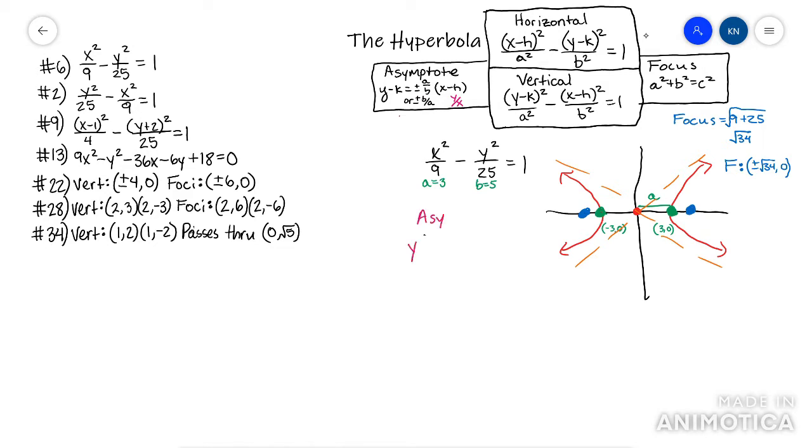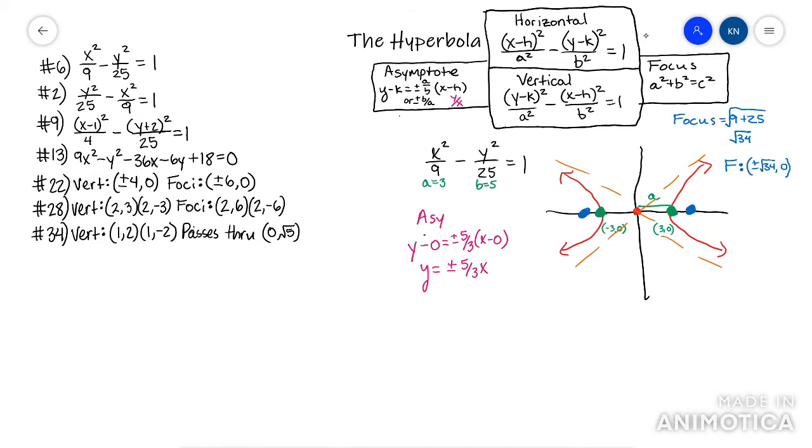it would be y minus k. Well, I'm at the origin anyways, so my h, k is 0, 0. So it's going to be y minus 0 equals. Okay, I need b over a because I need y over x. So it'd be plus or minus 5 over 3, and then x minus 0. So it'd be y equals plus or minus 5/3 x. That's the equation of the asymptote.